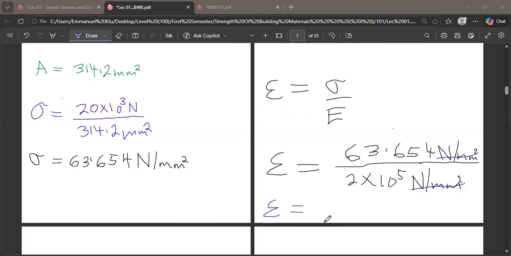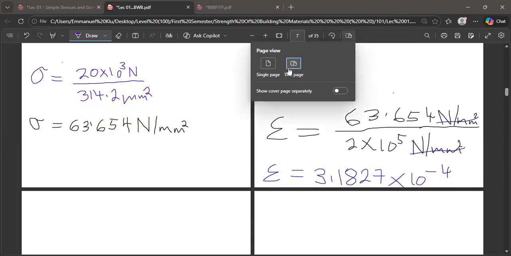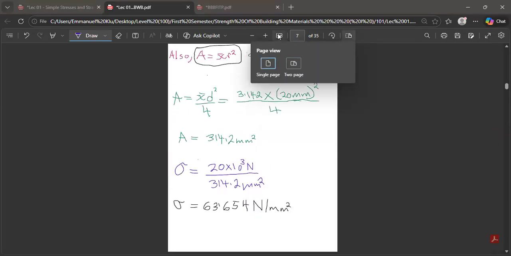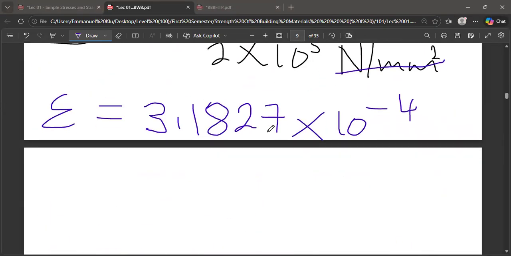All right. So after punching 63.654 over 2 times 10 exponent 5, you're actually going to get 3.1827, okay, times 10 exponent negative 4. And it has no unit. Exactly. Okay. So let's proceed.